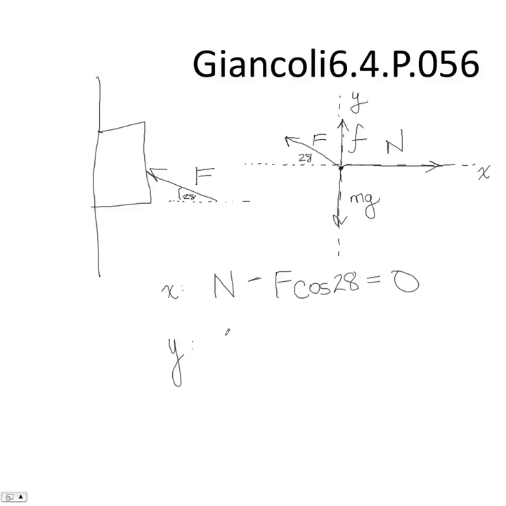So I'm going to put those in, f positive because it's up, mg negative because it's down. And then we have the vertical component of this pushing force F. We know that if we have F cosine 28 in the x equation, we have to have F sine 28 in the y equation. Then we just have to decide whether it's positive or negative. And it's upward, so that's a positive in the y equation. And that has to be also equal to 0.